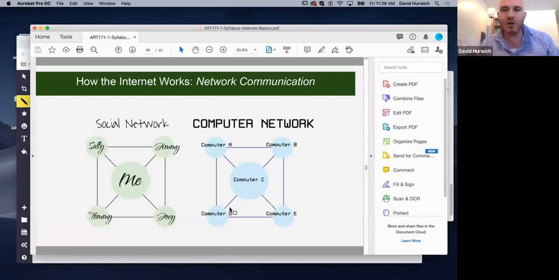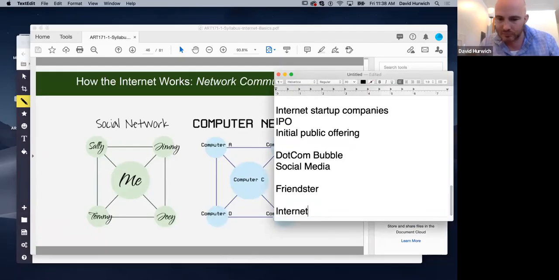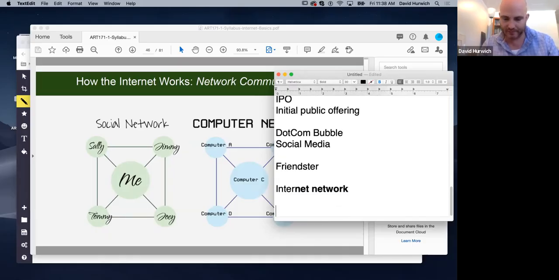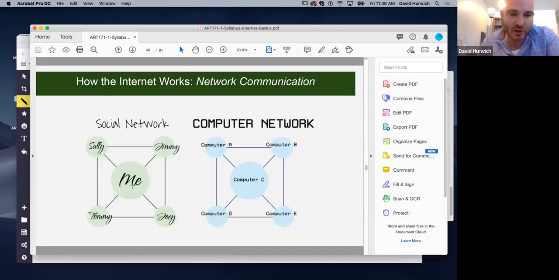So the main thing to understand about the internet is it's a net, or a network. What is a network? Well, let's start with something that we all have, which is a social network. So here's me, and these are all people that I know.